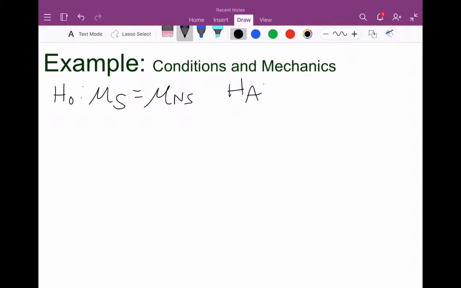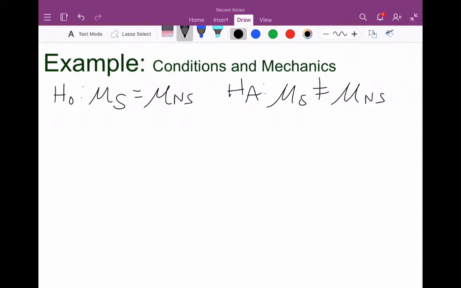My alternative, because we're trying to find out if there's a difference, we don't know if it's increasing or decreasing, just that there is a difference. So my alternative would be that the mean for smokers is not equal to the mean for non-smokers. Once we have our null and alternative hypotheses, we can go ahead and calculate our t-score.